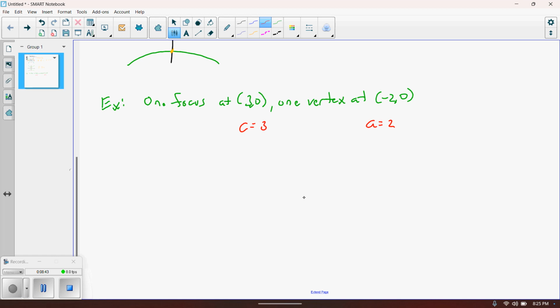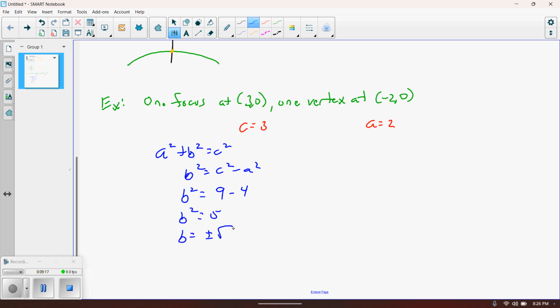Okay, so let's take a look. We're going to need b, so we can find b. And again, it might be easier just to remember this comes from the Pythagorean theorem. A squared plus b squared equals c squared. Well, we're solving for b, so we're going to subtract a squared. So let's put them in. B squared equals c squared, which is 9, minus a squared, which is 4. So b squared equals 5. Taking the square root, b will equal plus or minus square root of 5.